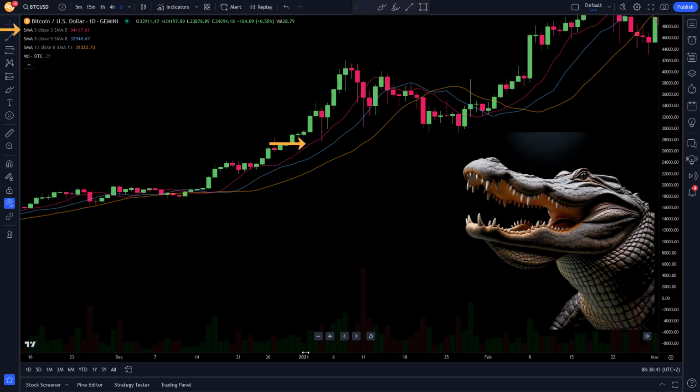The 5 SMA are the lips that open the first when the alligator starts to open its mouth. The SMA 8 are the teeth that are shown and then will open. And finally the SMA 13 is called the jaw, which opens the last.